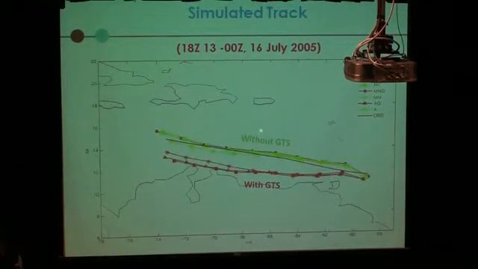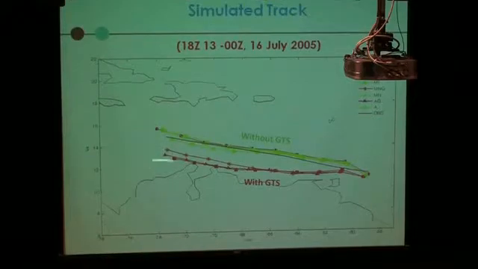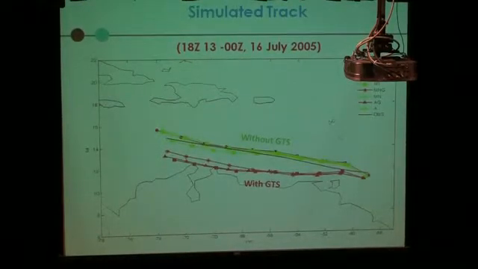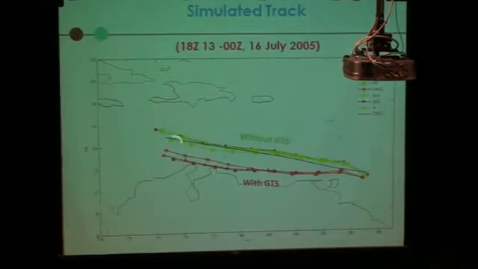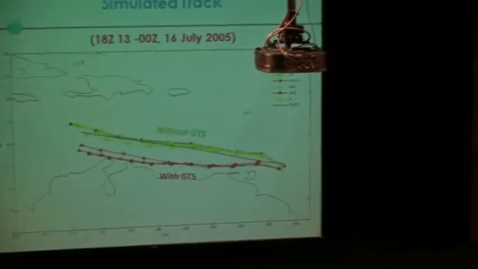The green color is without GTS data. All the red color is with the GTS data. And unfortunately, in my experience with the GTS data, usually it's better, but not this one. The track becomes worse. So we decide to get rid of all of the simulations with the GTS. Only the GTS itself is pretty good, but everything with the GTS plus the satellite data is worse in terms of track. And we don't like the bad track for this case. Later you will know why.